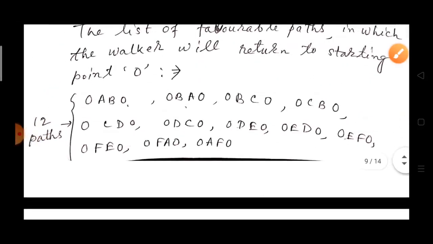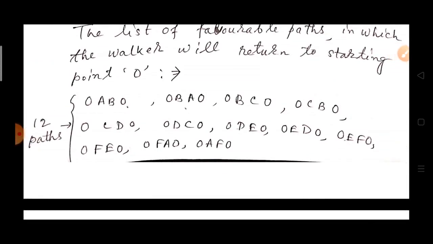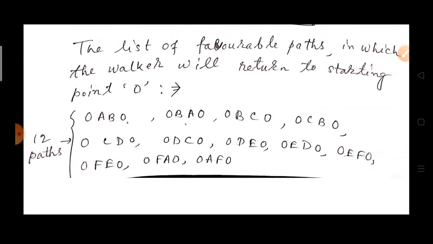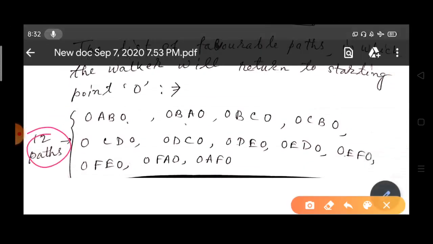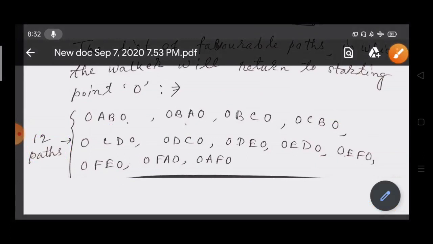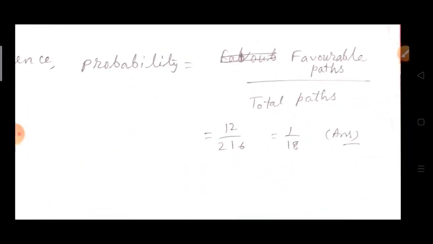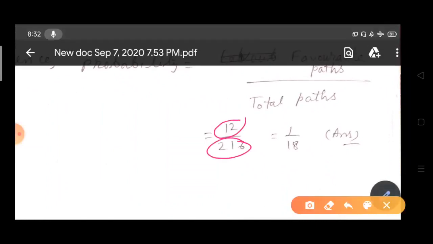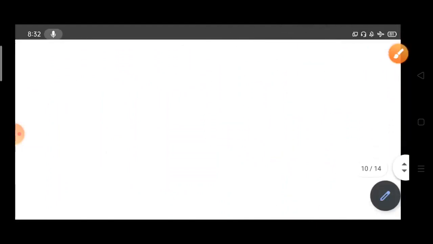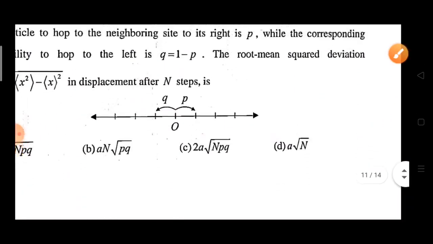So the total number of paths favorable to coming back to the initial position is 12. So 1, 2, 3, 4, 5, 6, 7, 8, 9, 10, 11, 12. So a total of 12 paths are available. Hence the probability, the number of favorable paths divided by total paths, that is 12 divided by 216, which is 1 divided by 18. Now come to the next question.